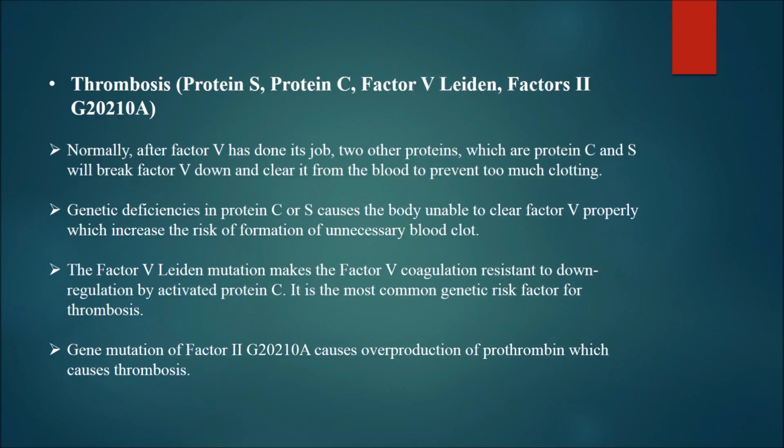The factor V Leiden mutation makes factor V coagulation resistant to downregulation by activated protein C. It is the most common genetic risk factor for thrombosis. Gene mutation of factor II G20210A causes overproduction of prothrombin, which causes thrombosis.